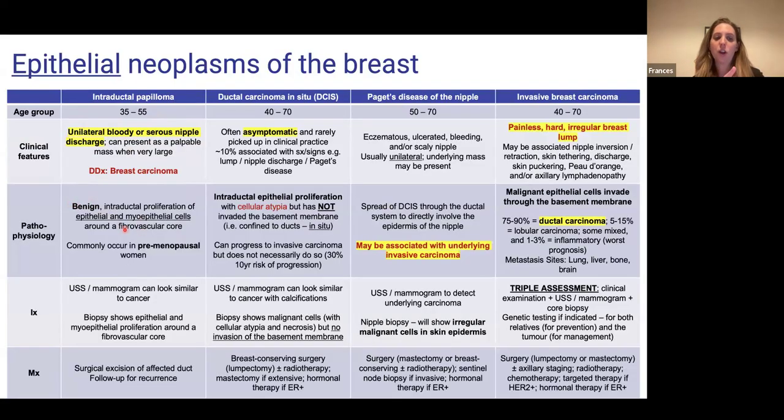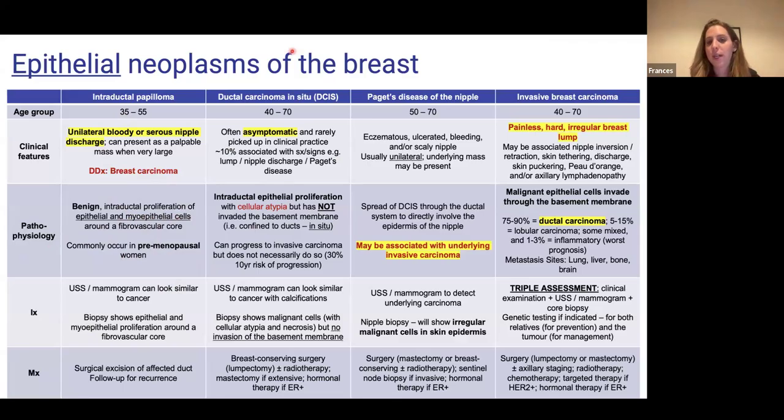What you have is your proliferation of your epithelial and your myoepithelial cells, and then a fibrovascular core. So how are you going to know it's this and not breast cancer? Is the presence of these myoepithelial cells. So the myoepithelial cells are kind of like right next to the epithelial cells in the normal breast tissue. So if you have them and that relationship's preserved, this means that it's a benign lesion. And these are common in your premenopausal women. Obviously, you want to do your full imaging and so on to look for breast cancer and exclude that.